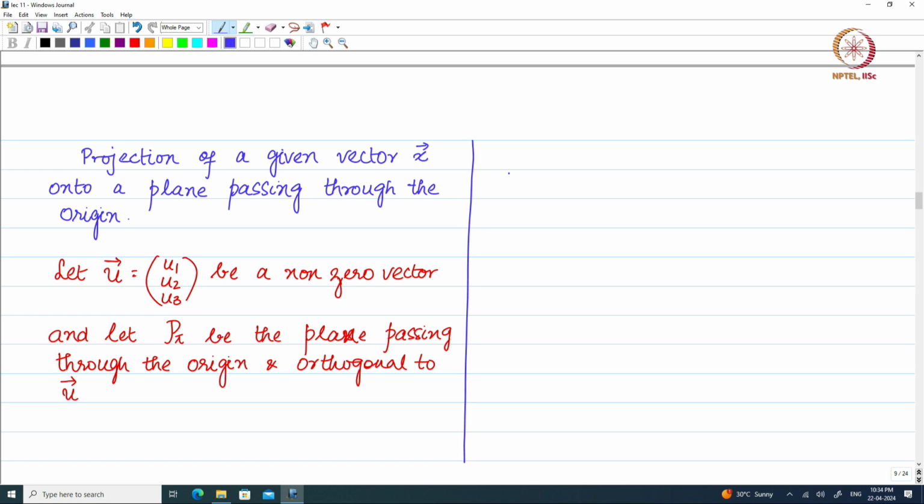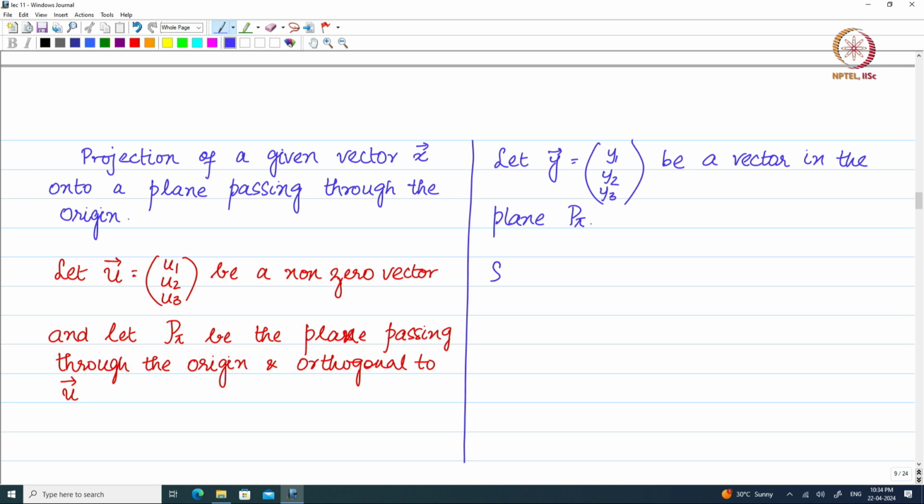Let y be any vector on the plane, let y equal to y1, y2, y3 be a vector in the plane p pi. Now, since this vector y lies in the plane, the vector y and the vector u are orthogonal to each other because the plane is orthogonal to the vector u.